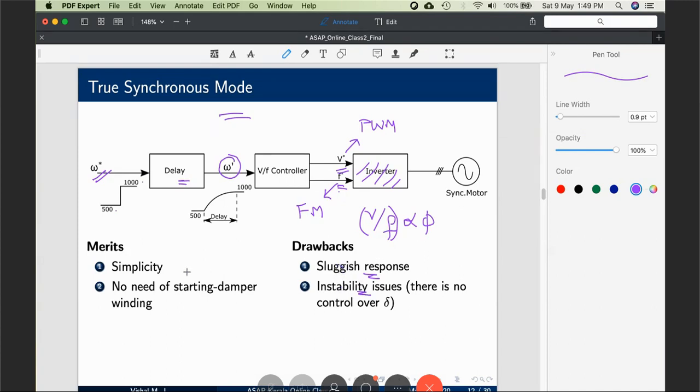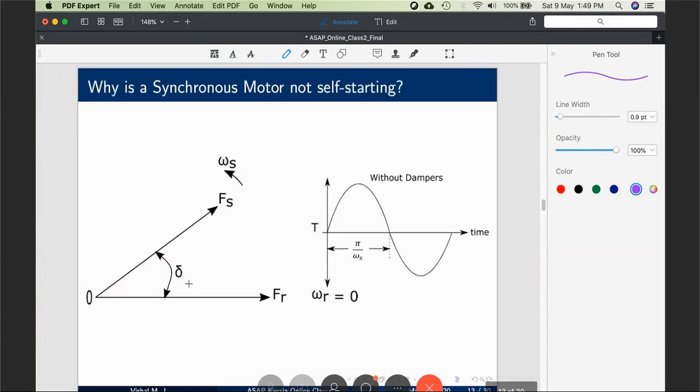Coming to the advantages, you can see there is no feedback. Just a simple inverter is more than enough. Simplicity and cost is a great advantage for this method. One more advantage is that it does not need starting damper windings. Why? I will take 2-3 minutes to explain this, then I will go to the question answer session. So please bear with me.